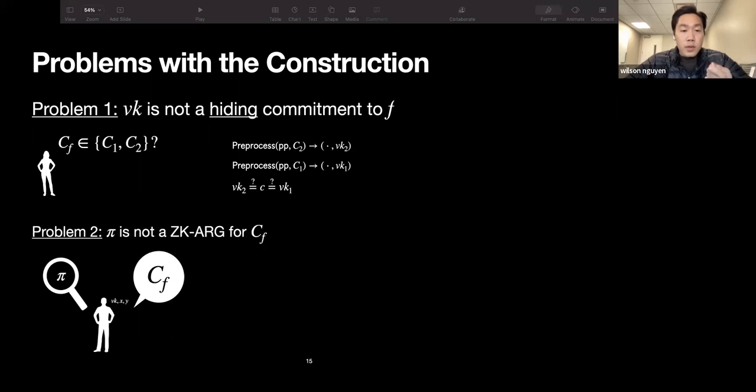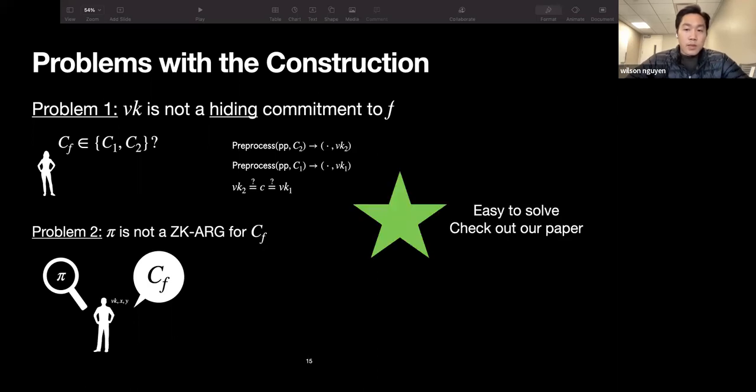The problem too is that the proof pi from the preprocessing SNARK may not actually be a zero knowledge argument for the circuit itself. It's meant to be zero knowledge for the witness for that NP relation, not necessarily the circuit. It turns out that these two problems are actually easy to solve for preprocessing SNARKs, but check out our paper for more details on that.